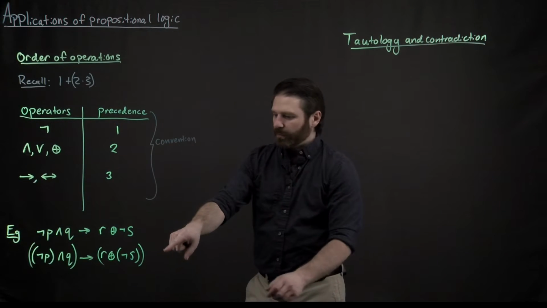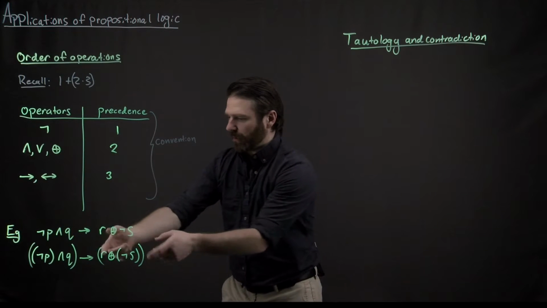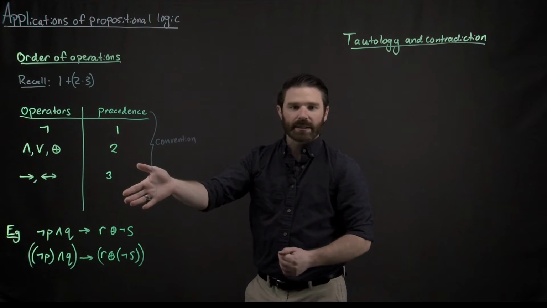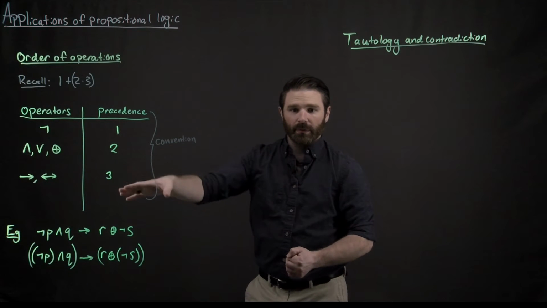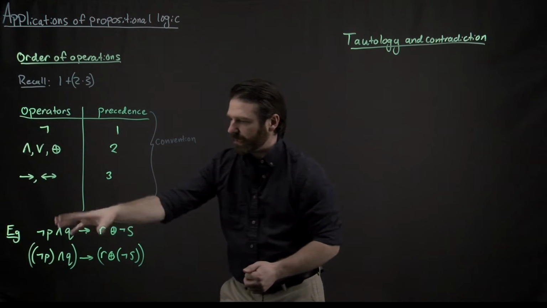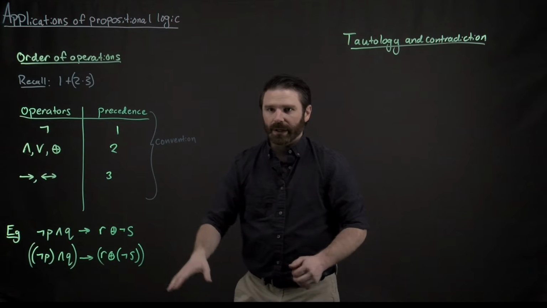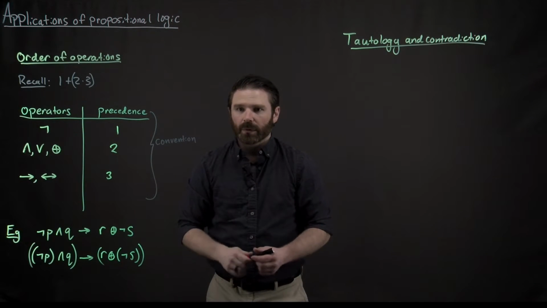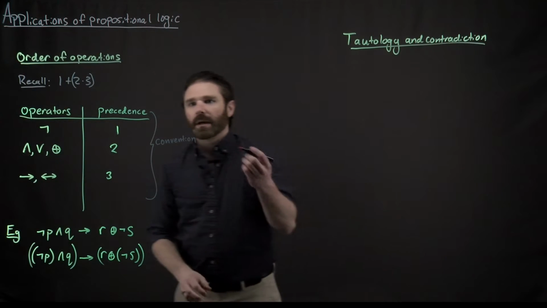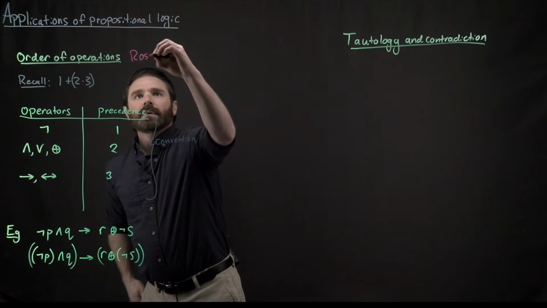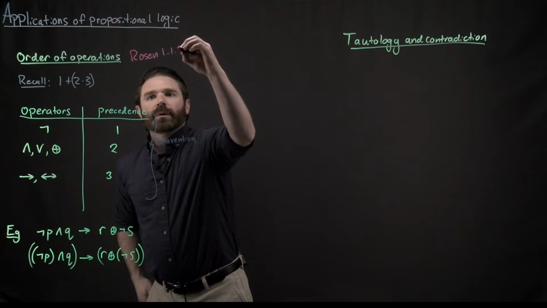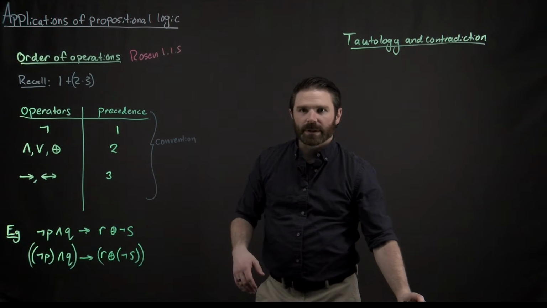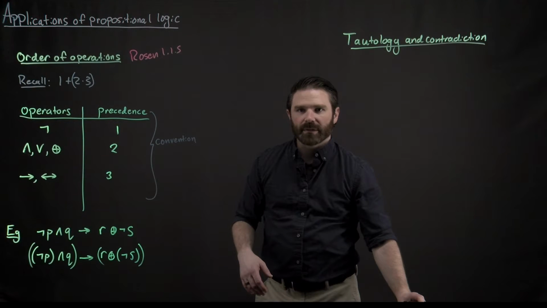Because I don't know about you, but I'd get really bored of writing all these brackets all the time. And it's a whole lot easier just to remember this convention of order of operations rather than having to write 7 million brackets over here. By the way, this particular part of order of operations is covered in Rosen 1.1.5 if you want to reference this material and see a few more examples of this.